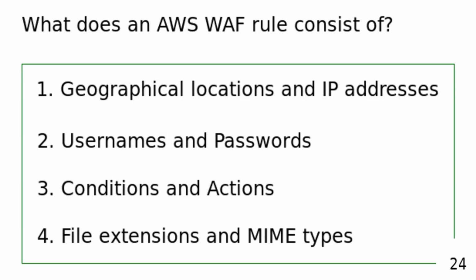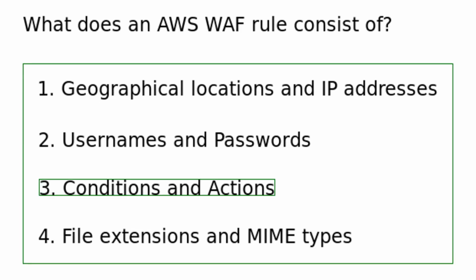What does an AWS WAF rule consist of? Geographical locations and IP addresses. Usernames and passwords. Conditions and actions. File extensions and MIME types. An AWS WAF rule consists of conditions and actions that define which requests are allowed or blocked based on specific criteria set by the user.